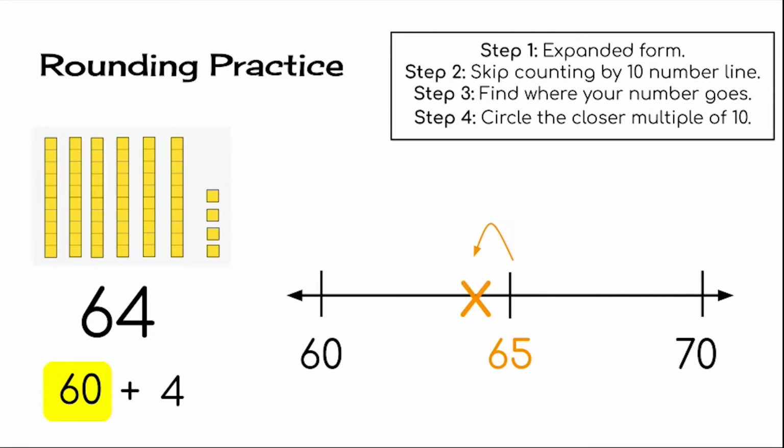Now, don't be tricked. Sometimes my wonderful second grade friends will say that 64 rounds to 65. But is 65 a multiple of 10? I know that X is close to 65, but it's not a multiple of 10. The closest multiple of 10 is 60. 64 rounds to 60.